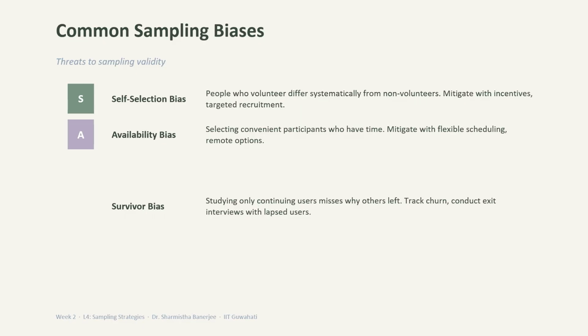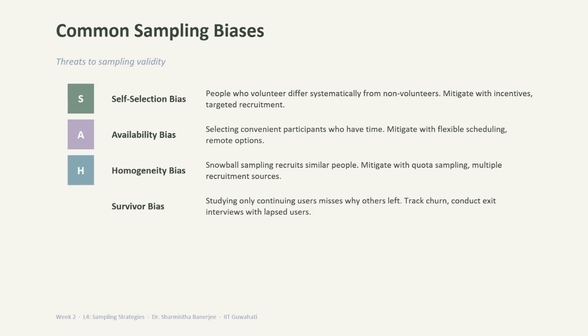Then comes the availability bias. Here, selecting convenient participants who have time. Mitigate with flexible scheduling and remote options. So, there might be some participants who might be very good to have in your data sample. However, they are not available because of their scheduling. So, in order to get rid of this bias, you can try to see if you can have some flexible scheduling. Is it okay to do some remote surveys or remote interviews with these kinds of people?